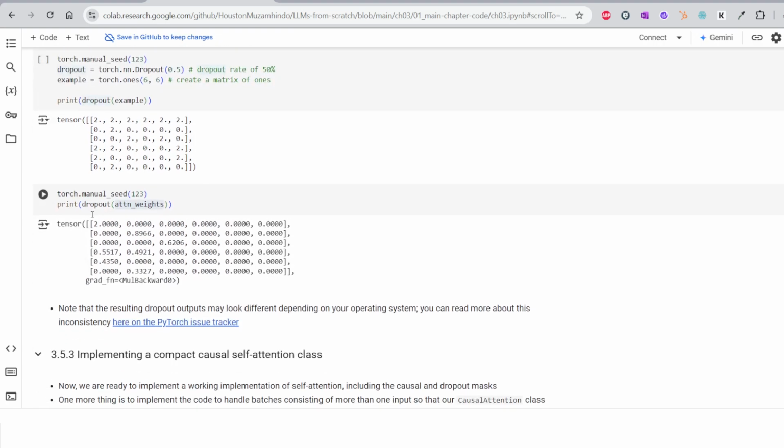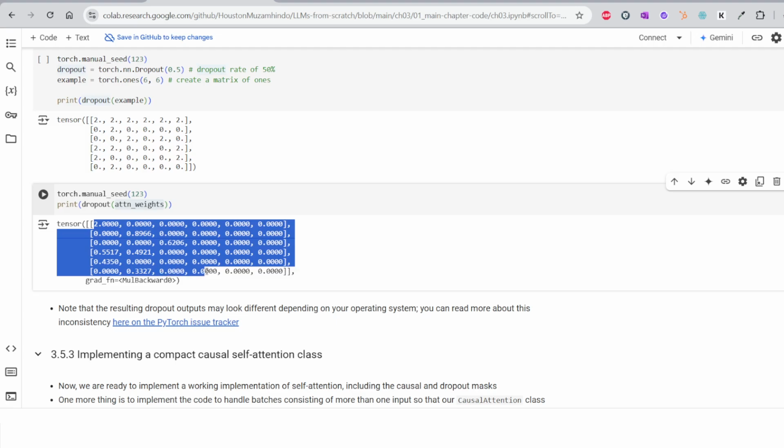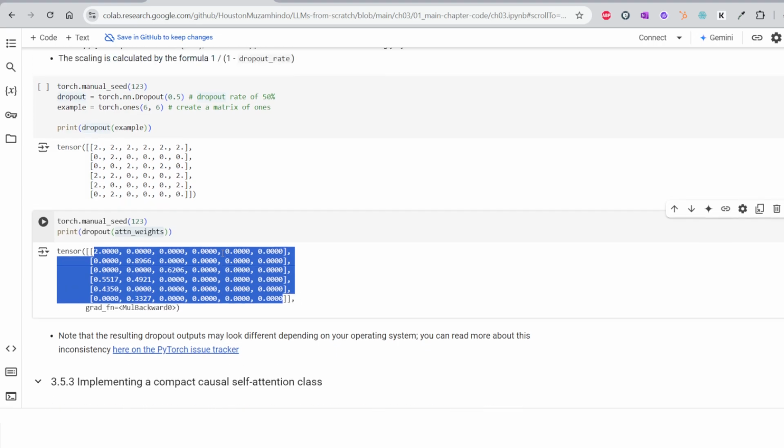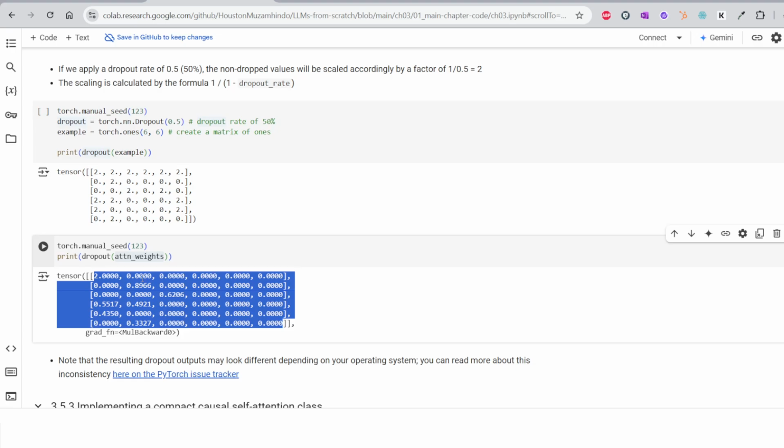That's it. So now this is our masked attention weight matrix with dropout. Some of them have survived, some of them have gone to zero. Masked, the top right was always going to be zero because it's masked.